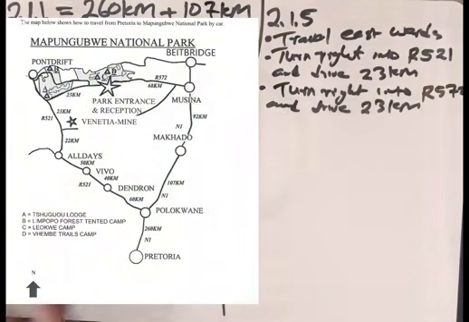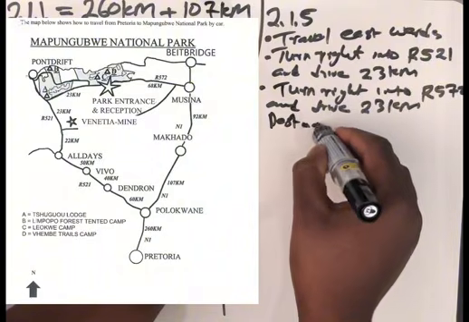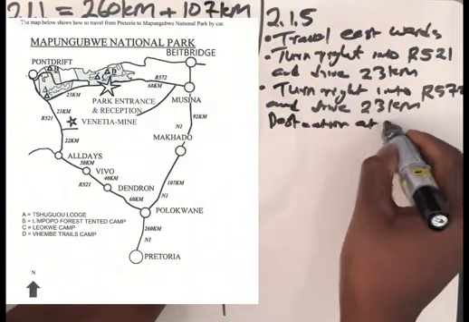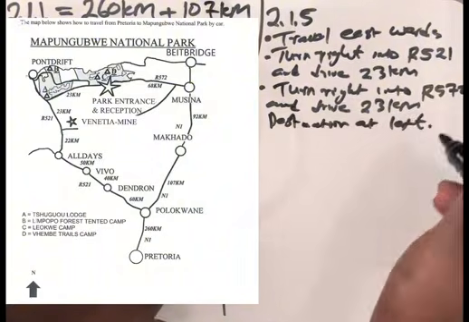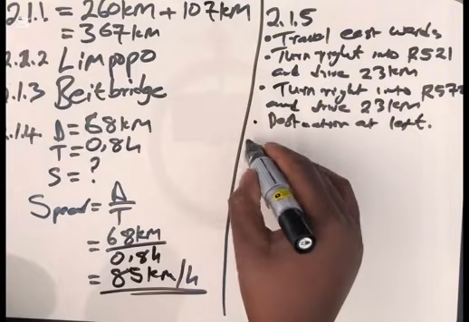Then the last one, I'm going to say destination at left. I'm done. 4 points, 4 marks. Simple as that. Moving to the next question.